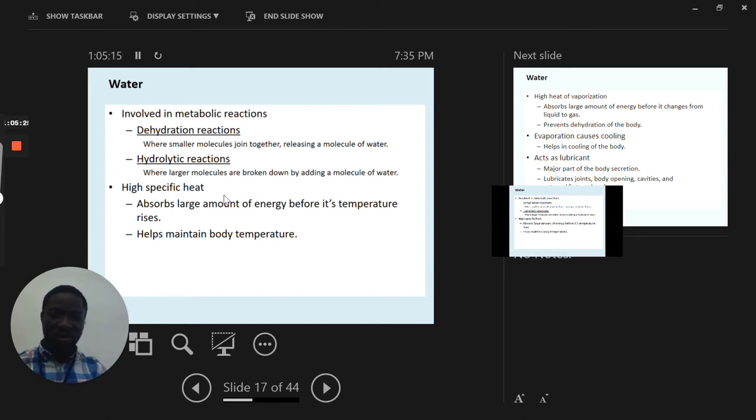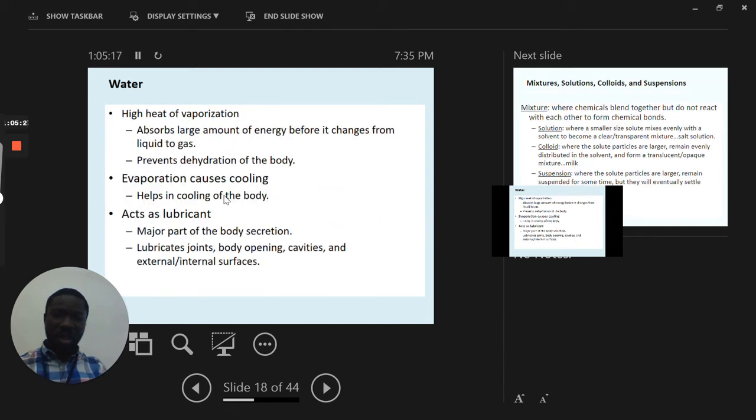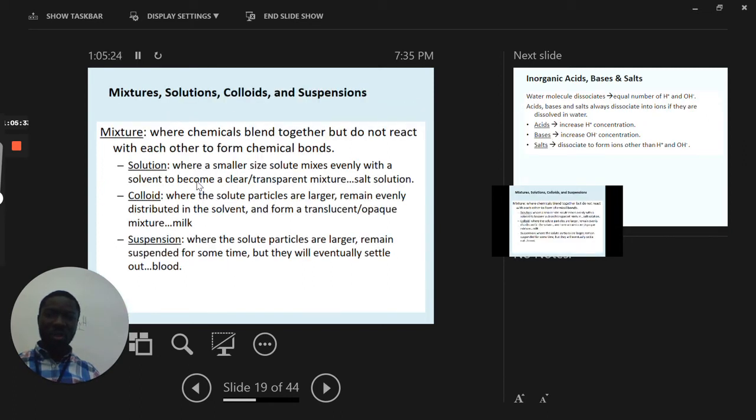I will skip things that I don't want to talk about again. Just read this up, look this up. Mixture: those are chemical compounds, chemical blends that blend together but do not react with each other.